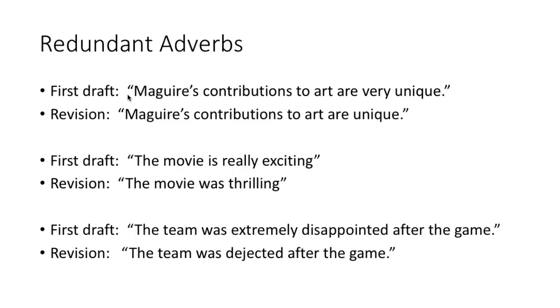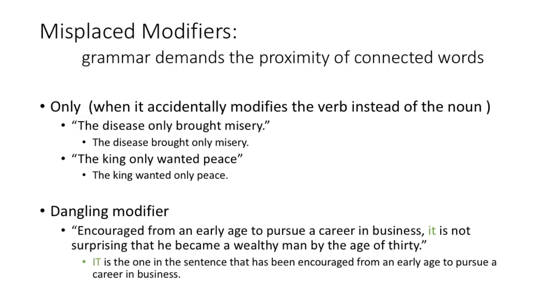The movie was really exciting. It's better to pick a more precise word, a better vocabulary that's really going to capture that. Like, the movie was thrilling, the team was dejected after the game. Having a precise, economical, stronger core word is going to make for stronger sentences. And stronger sentences are stronger writing, and it's going to do a better job of conveying your ideas.